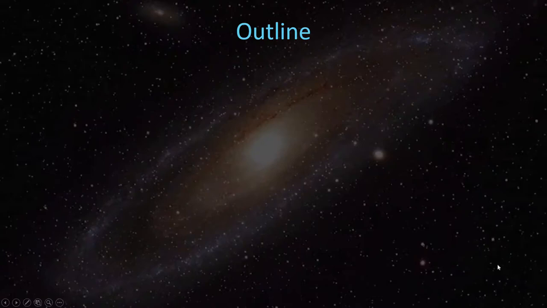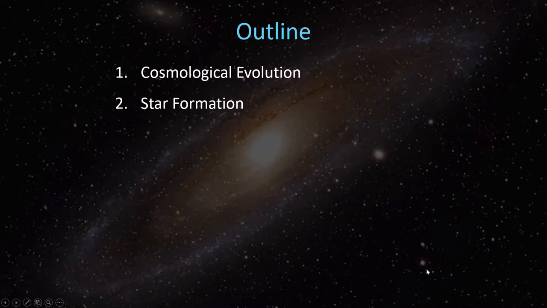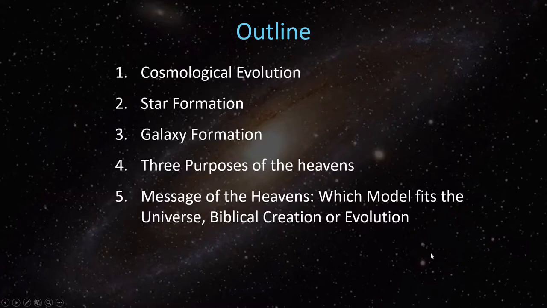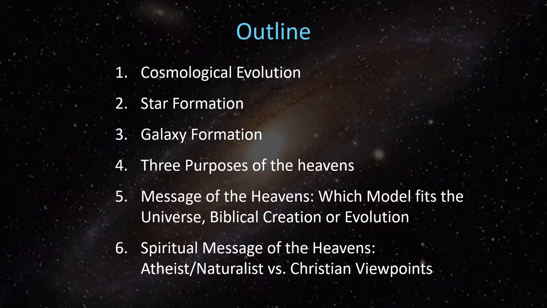The outline for today: we'll talk about cosmological evolution, star formation, and show how star formation basically disproves a lot of the Big Bang Theory. Then galaxy formation, three purposes of the heavens, and point five is the message of the heavens. Which model fits the universe, biblical creation or evolution? And the spiritual message of the heavens. We'll look at some of the atheistic, naturalistic viewpoints and compare them with what the Bible teaches as well.